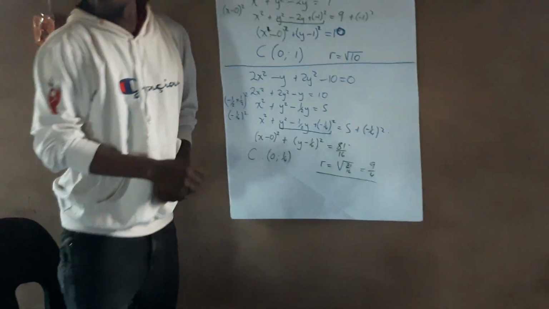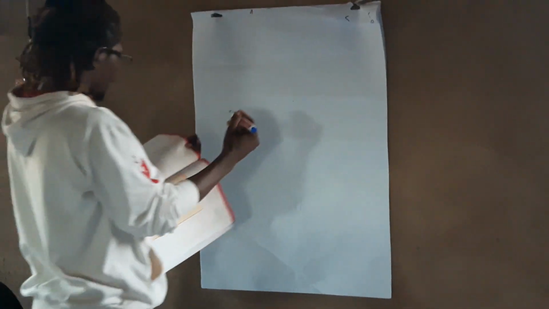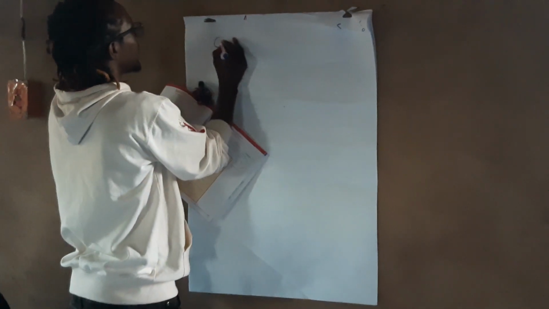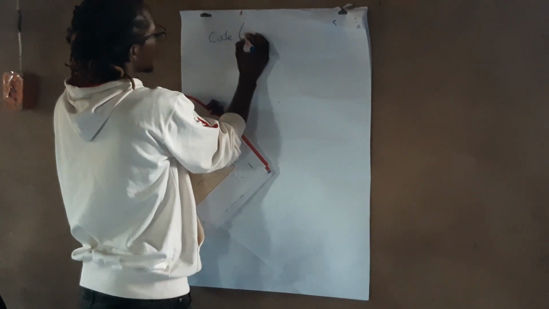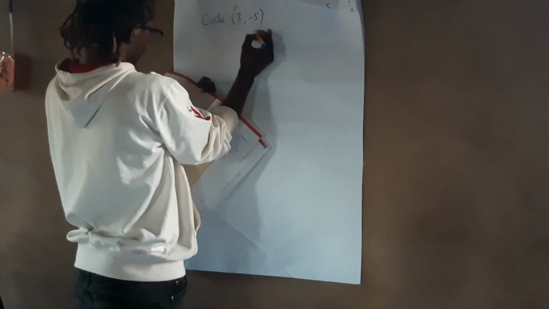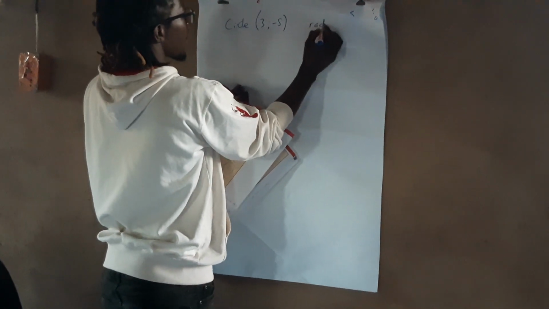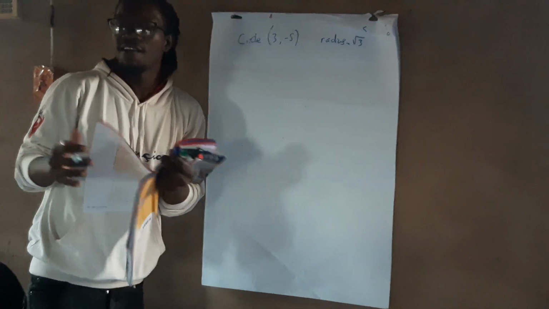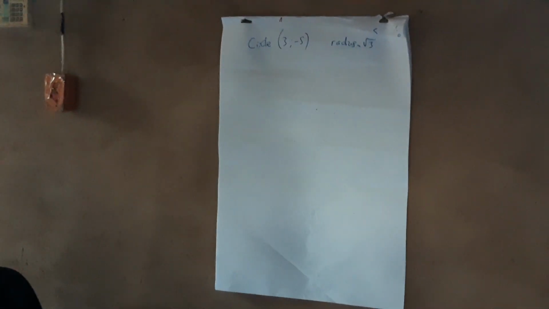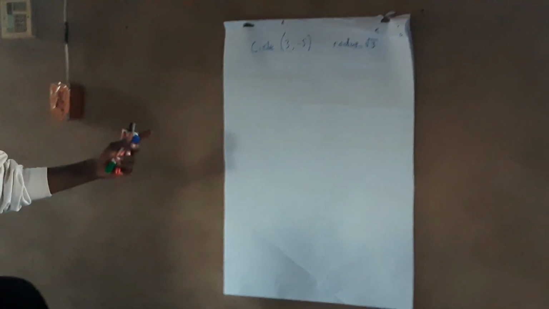Okay. So the last one: you are given a circle with the center 3 and negative 5, right? And you are given the radius as square root of 3. And then they said, find the equation of this, right? Find the equation of this.